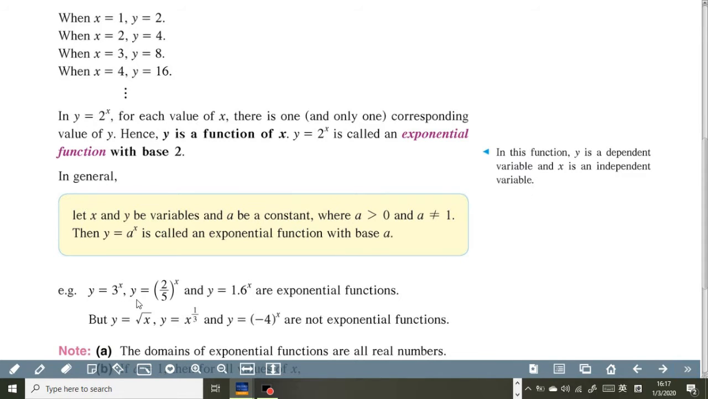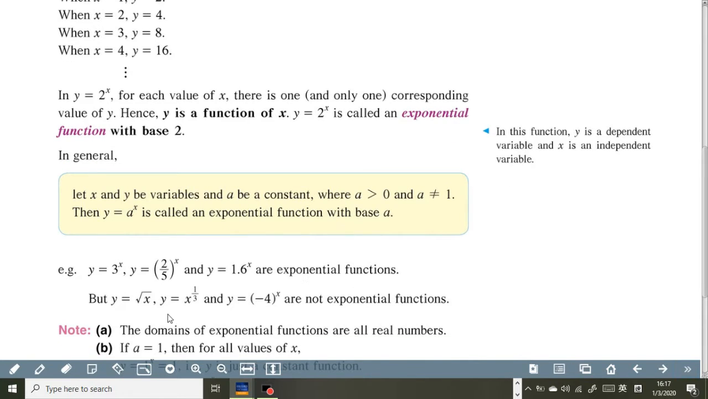Let's look here. y equal to 3 to the power x is an exponential function with base 3. Here y equal to 2 over 5 to the power x is an exponential function with base 2 over 5. Here y equal to 1.6 to the power x is also exponential, but with base 1.6. The following are not exponential functions.